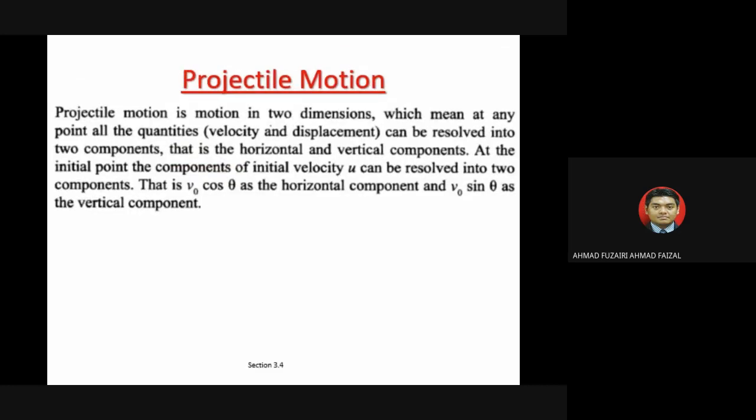Projectile motion. Projectile motion is motion in two dimensions, which means at any point, all the quantities, velocity, and displacement can be resolved into two components. That is the horizontal and vertical component. At the initial point, the component of initial velocity u or v naught can be resolved into two components. That is v naught cos theta as the horizontal component and v naught sin theta as the vertical component.